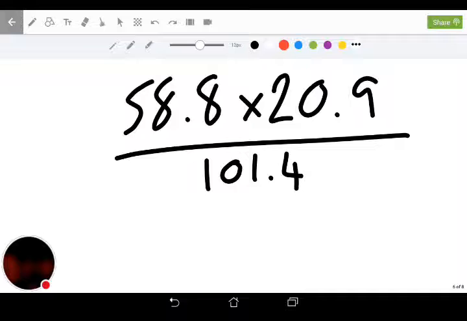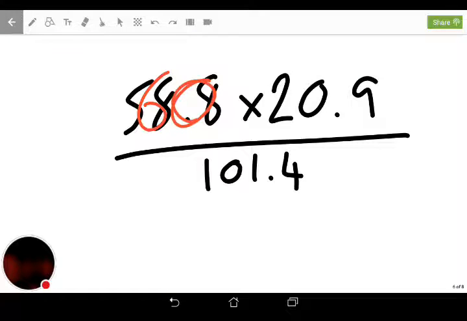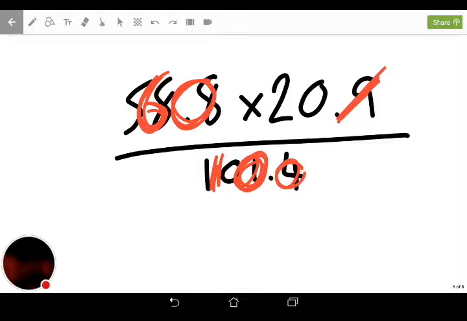And so this one we need to start looking at estimating. So 58.8, I'm going to write over everything that's on the board just to save a bit of space. So 58.8 is close to the number 60. So 60 there. 20.9 is close to 20, so I'm just going to cross off the 0.9. And 101.4 is close to 100. And much easier numbers to work with now.